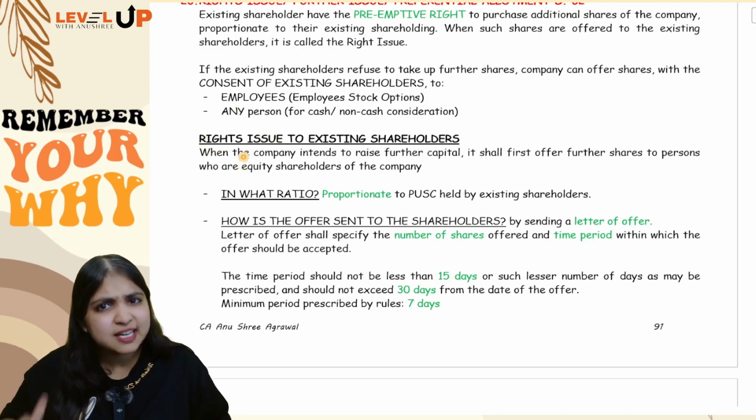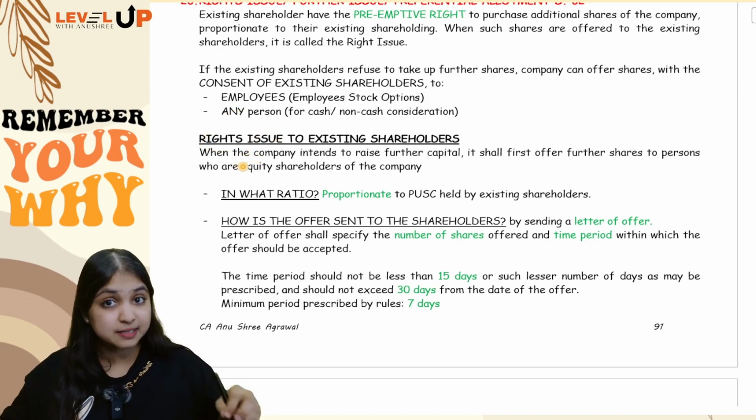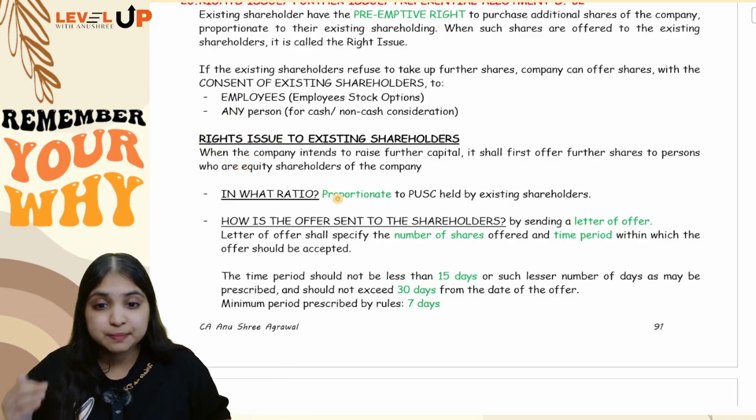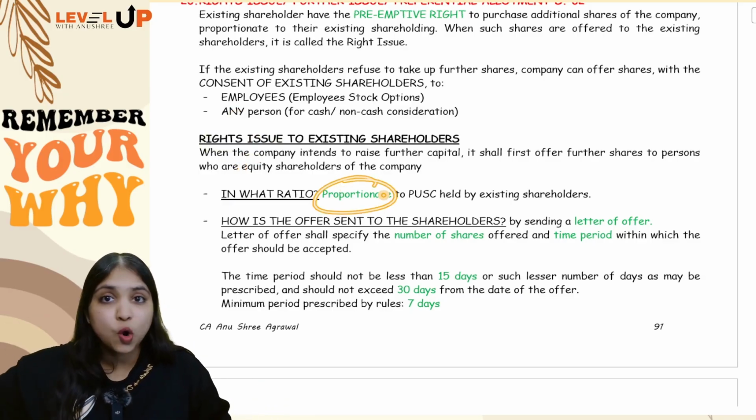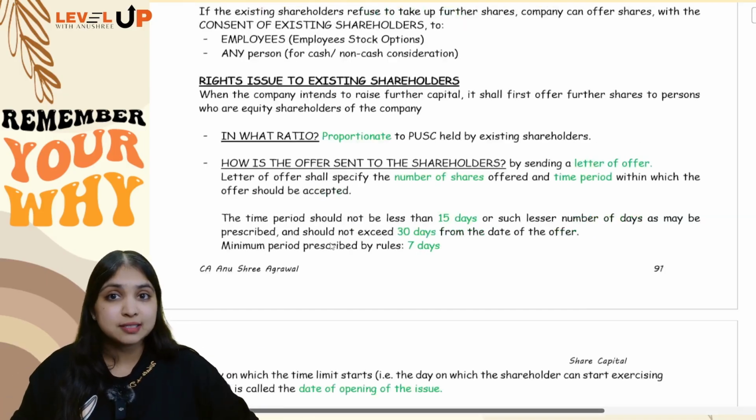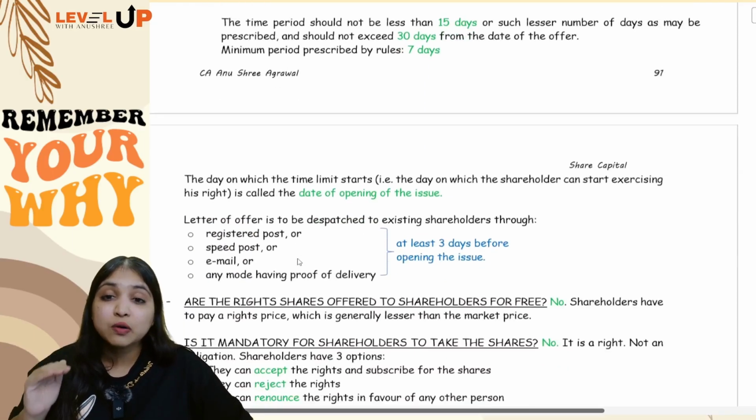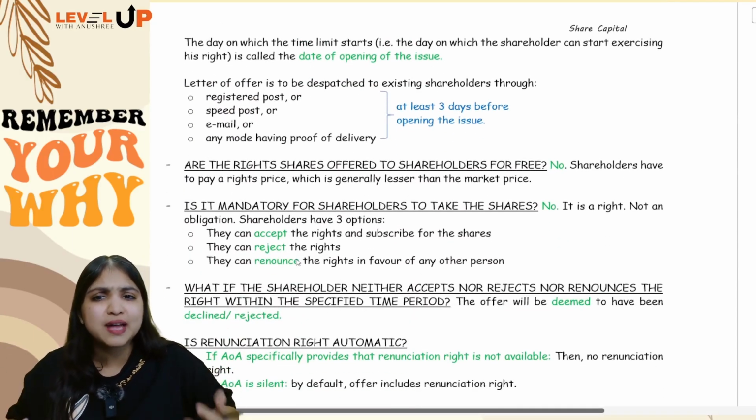It's called the rights price. Generally, the rights price is below the market price. The company is offering shares to the existing shareholders for a price called the rights price, proportionate to the number of shares that they are already holding. So the company will send to the existing shareholders a document called the letter of offer containing all the details about the rights issue.